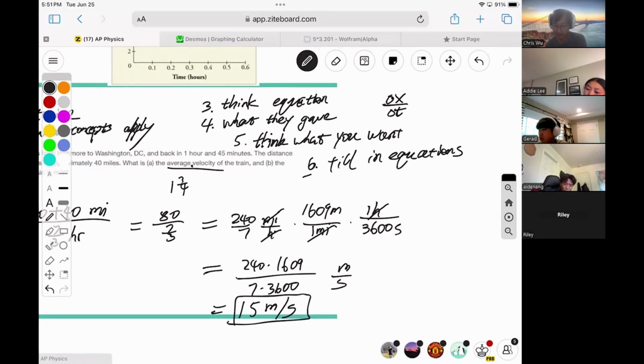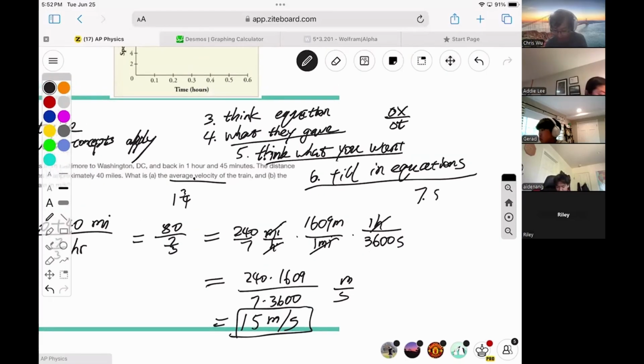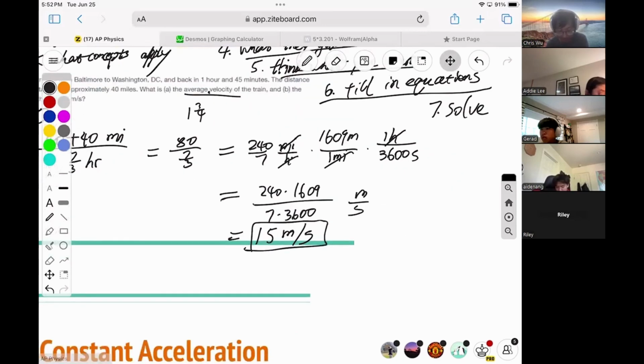And sometimes at step 6, when you fill in what they give and what you want to know, you may still have missing information. Then you might need to think, is there any way I can get that missing information? Sometimes it's a constant that you should have memorized. Sometimes it's an easy calculation that you can get from the other stuff that they give you. And then finally, step 7, we just solve, right? That's the general approach I have for all physics problems, actually.